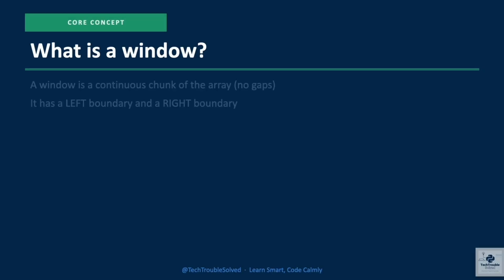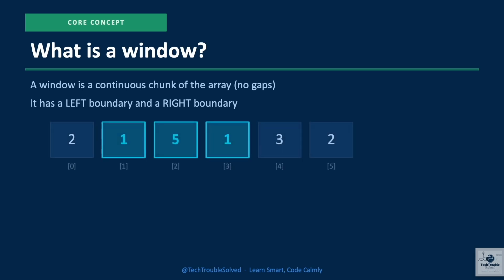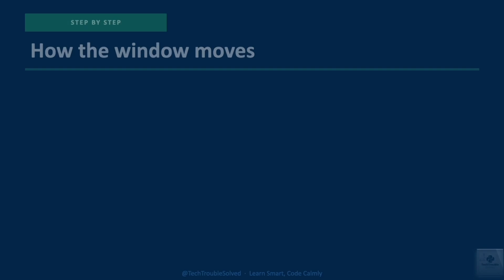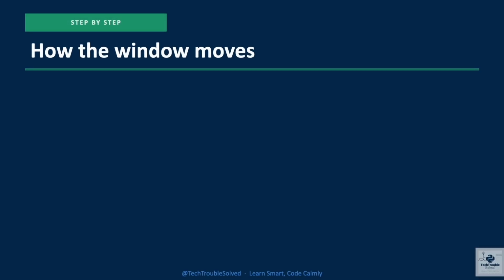So what exactly is a window? A window is a continuous chunk of the array with no gaps. It has two boundaries, a left pointer and a right pointer. So just like two pointers, we still have left and right, but now they define a range instead of individual positions.